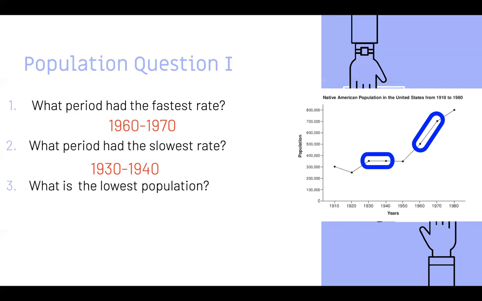And when was the population lowest? It would be when the y-axis is the lowest, which would be in 1920, when the population was 250,000 people. And we can see that right there.